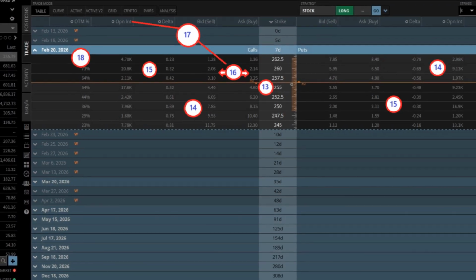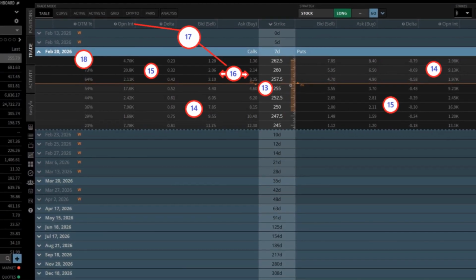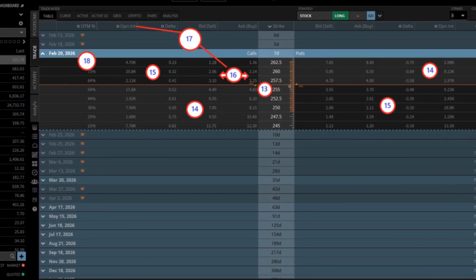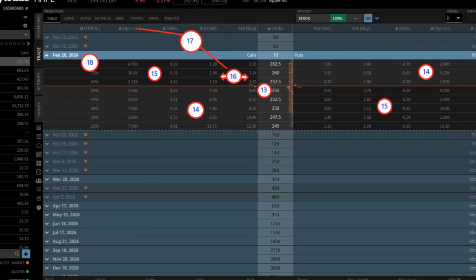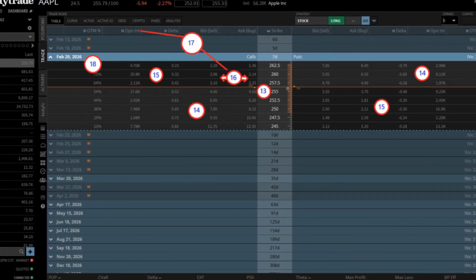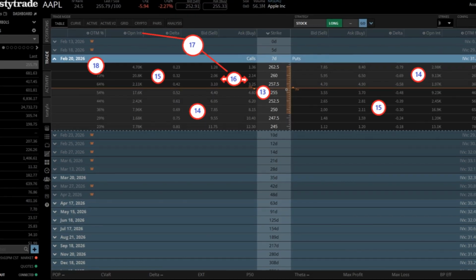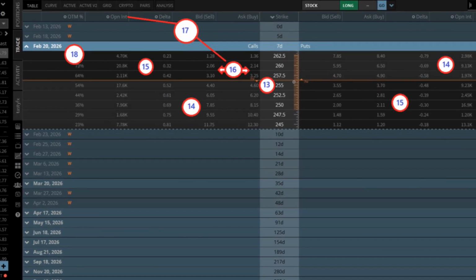17. Liquidity: how easy it is to get in and out. Recognize it by high volume, high open interest, and tight bid-ask spread. Good liquidity means faster fills, fair pricing, and easier exits. Poor liquidity risks getting stuck in trades.